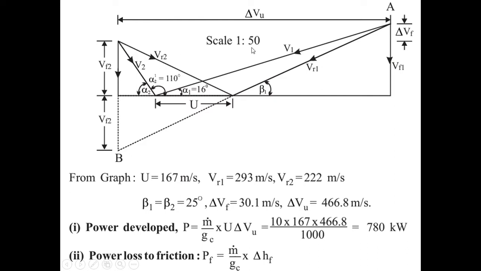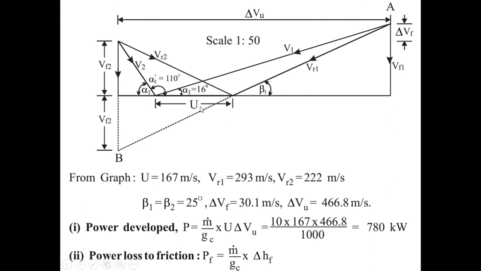Given scale means what you do, 100 divided by 50. If you find out, I'll get 5 centimeters. So a 5 centimeter line you have to draw from this left side point to the tip. So this completes V1, V2, alpha 1, alpha 2 and the bottom point on the horizontal line. After this, from the left tip of the triangle, you drop a vertical line up to the horizontal line. You will get VF2.